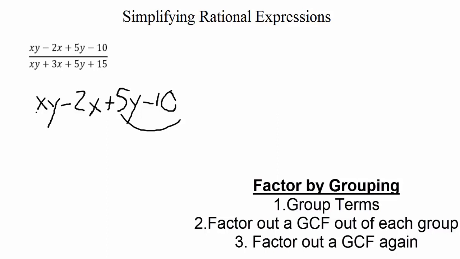And we do, because looking at our first group, I do see that I have an x in common here, so we can definitely pull out that x. We don't have anything in common with our numbers here. We don't even have a number other than a 1 here in front. So it looks like x would be the only thing.